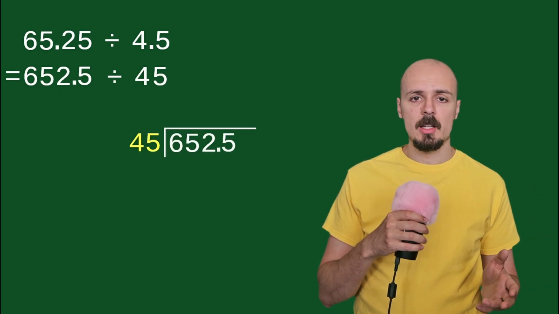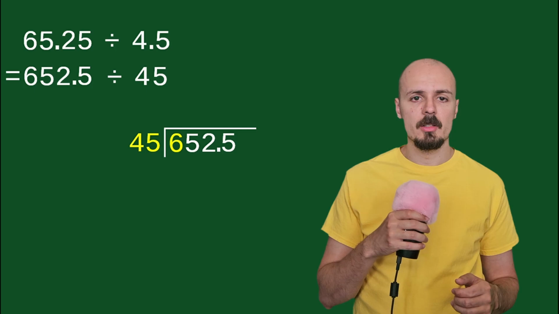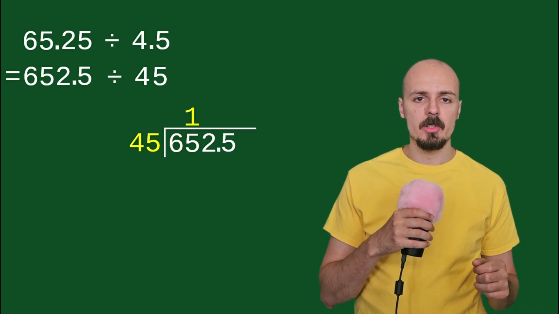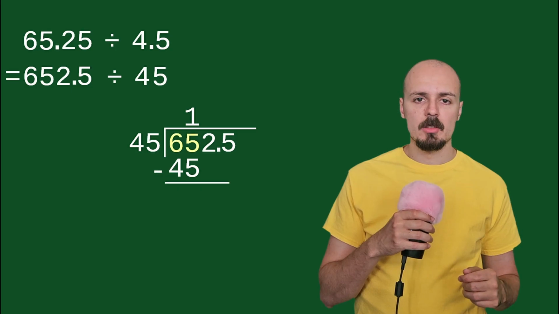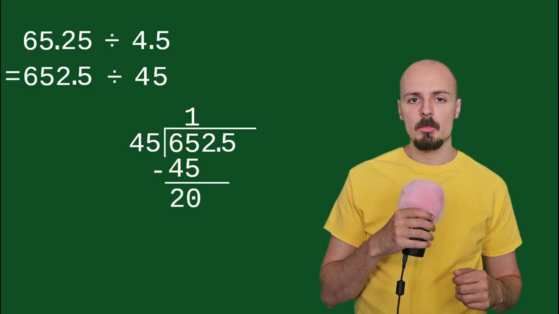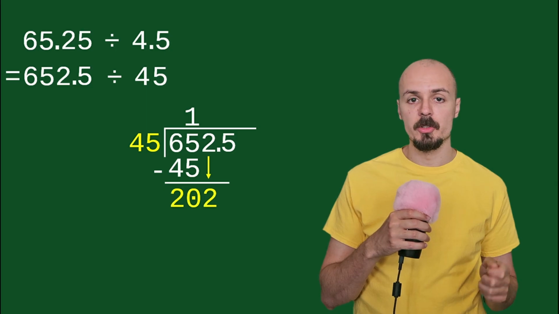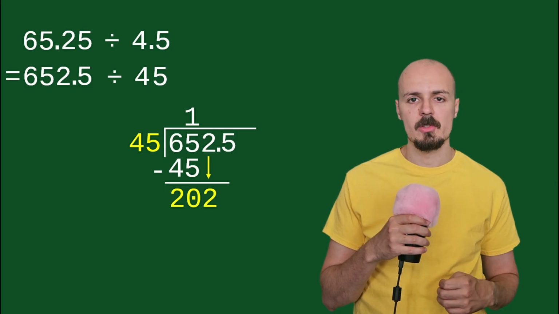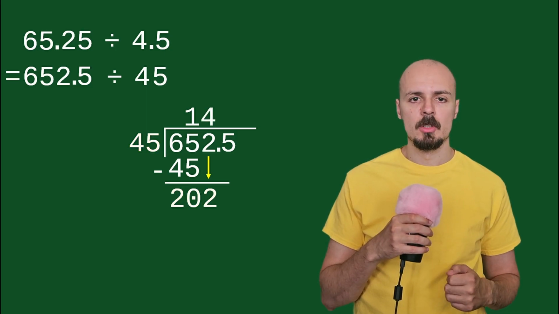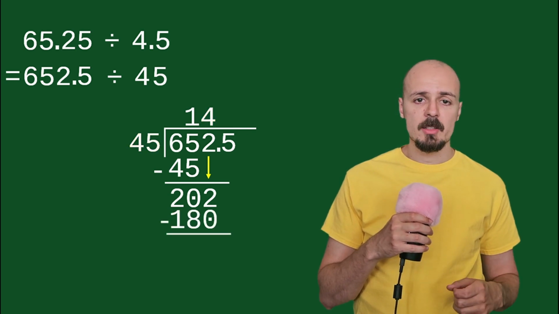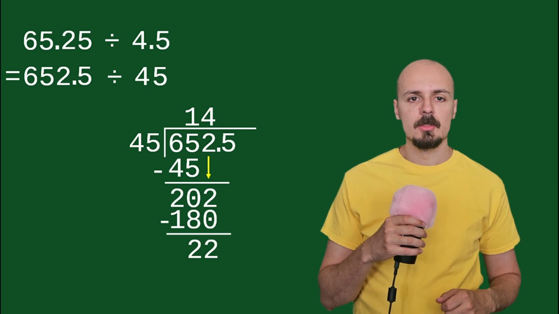So 45 goes into not 6, but 65 once. 1 times 45 is 45. Subtract, and you'll get 20. Now, bring down the 2. How many times does 45 go into 202? I think 4 times. So, I'll put 4. 4 times 45 is 180. Subtract, and we'll get 22.